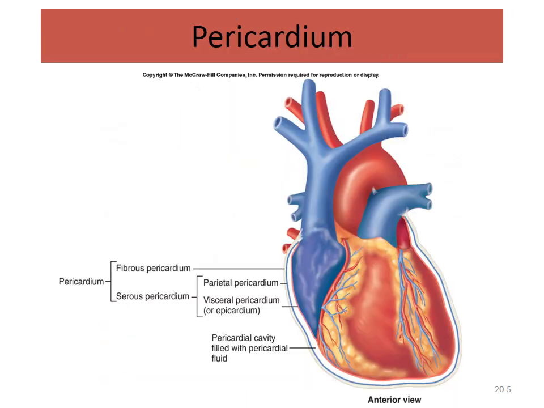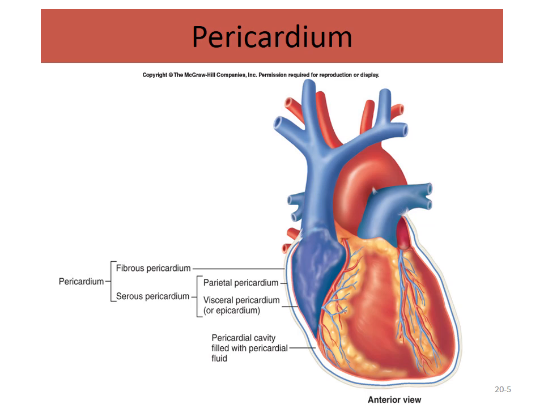The heart lies within a bag-like structure called the pericardium. You have two major components to the pericardium: the fibrous pericardium and the serous pericardium. The fibrous pericardium is the outer sac. That's a very tough fibrous layer, and it helps to anchor the heart to the diaphragm and to also prevent the heart from overstretching or over-distending when it's being filled with blood.